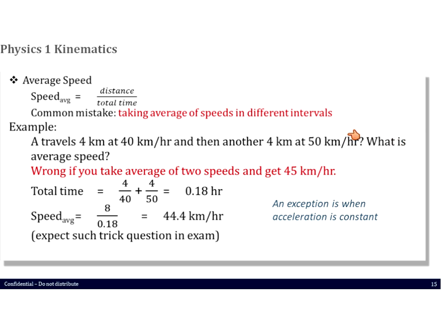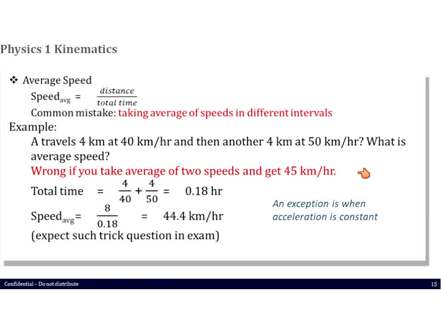Speed is equal to distance divided by time, so time is equal to distance divided by speed. So distance is over here, speed over here. Again, for the second case, distance here, speed here, and you get 0.18 hour. And when you solve that, you get 44.4 kilometers per hour. That is entirely different from 45 kilometers per hour. So be very careful with that, okay?